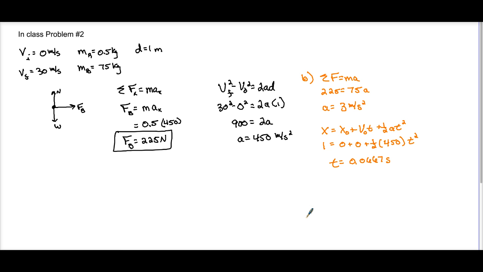So now we've got all the information. We have the acceleration, we have the time, so we're good to go in terms of finding his recoil speed. The velocity is equal to the acceleration times the time. He's going to accelerate at a rate of 3 meters per second squared, and it's going to happen for 0.0667 seconds. So his recoil speed when he throws the rock is going to be 0.2 meters per second. And there you go. That is the second problem.